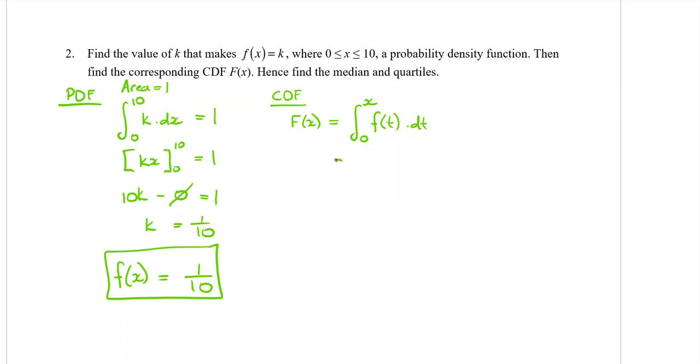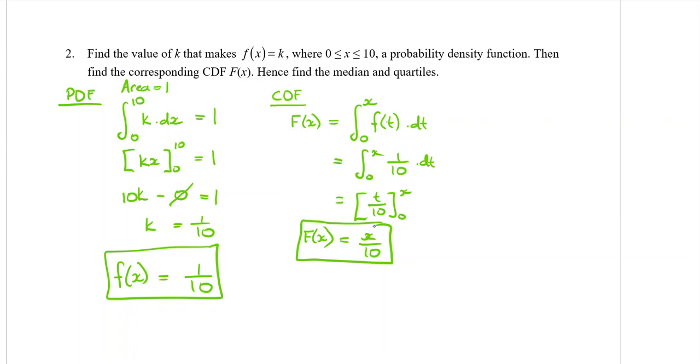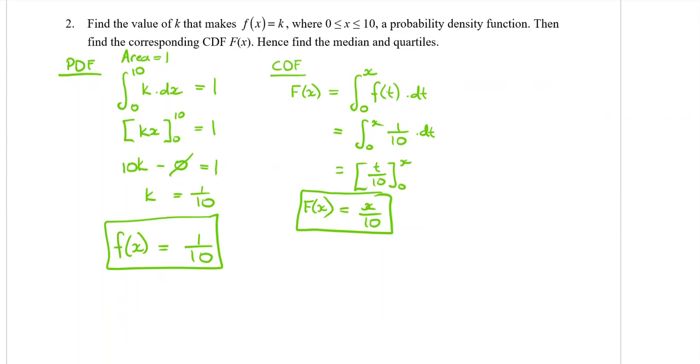So in this integral, we're going to put in the f of t, which is 1/10. And we're integrating it with respect to t, which means that will become t/10 between 0 and x. Capital F of x equals x/10. All right, I have found my two functions. Now I need to find the median and the quartiles.